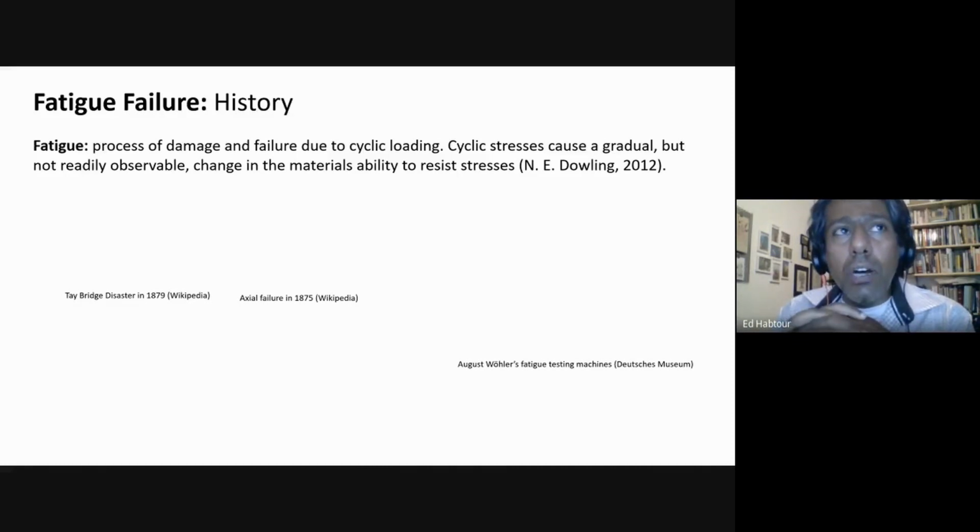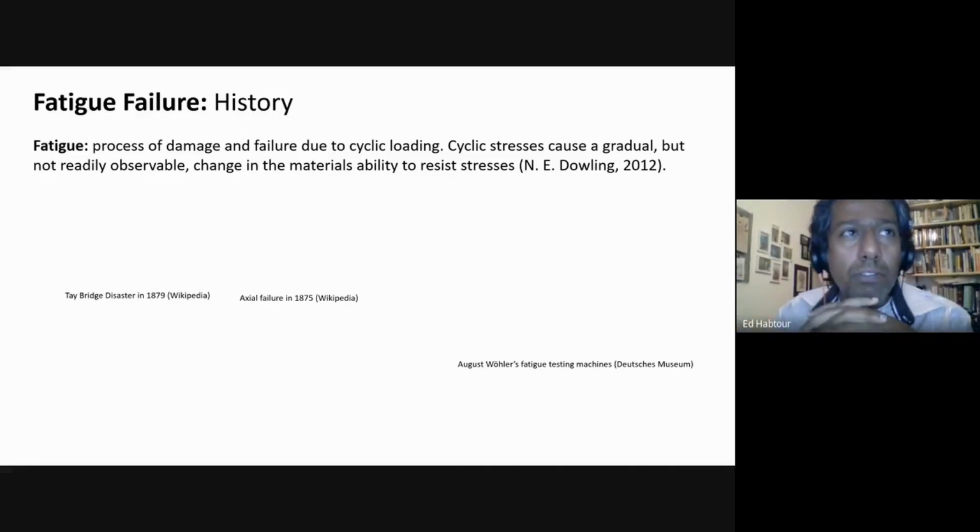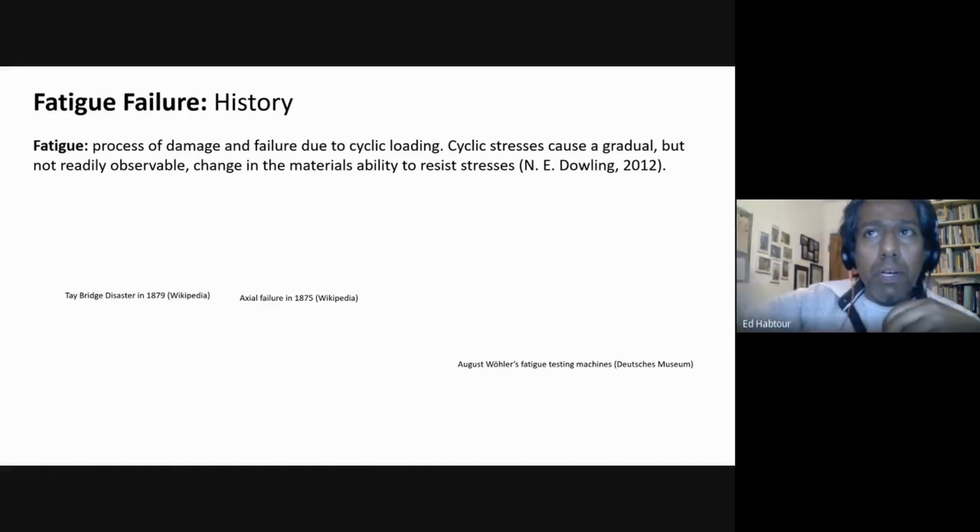So in a nutshell, fatigue is the process of damage and failure due to cyclical stress, or cyclic stress, as some folks call it. This repetitive stress causes the gradual deterioration of the material. Initially, you can't really observe that fatigue in the material with the naked eye, and it just builds over time.